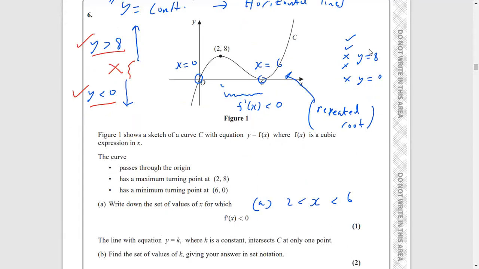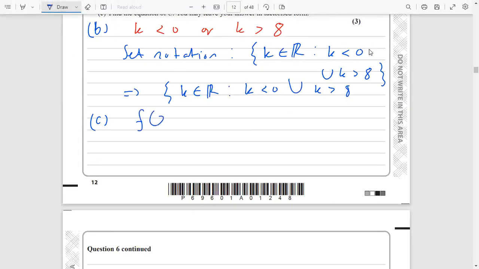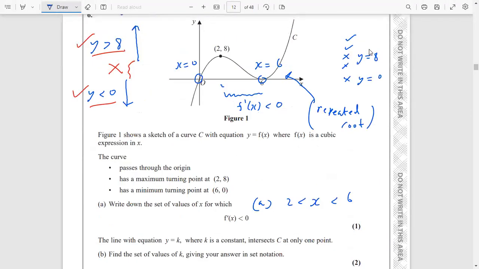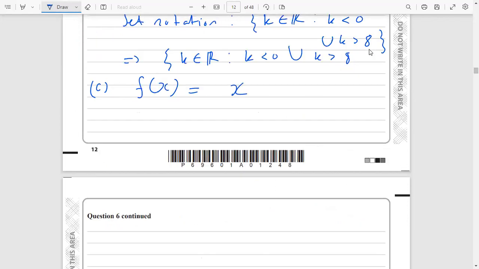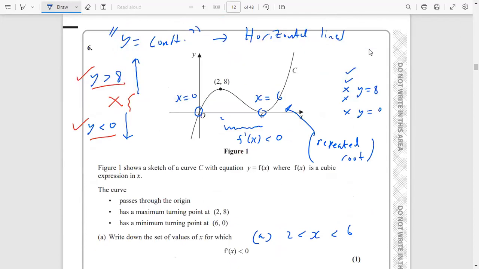If you've got a repeated root at x equals 6, it means you're going to have a factor of (x minus 6) squared in your equation. So our function is going to be equal to: we've got this x equals 0 root, so we'll keep that there as x, and then multiplied by our repeated root of x equals 6.